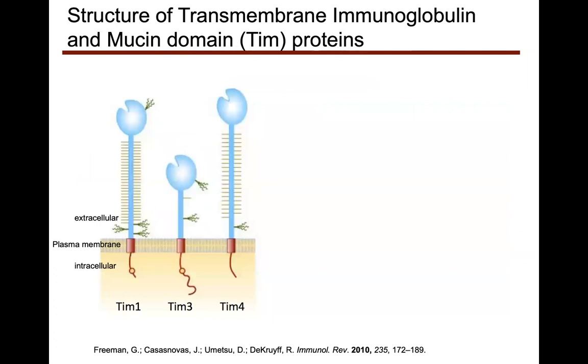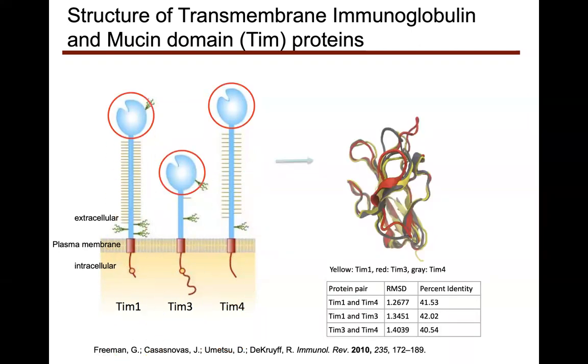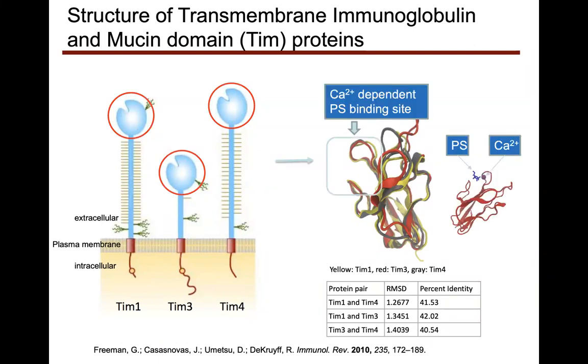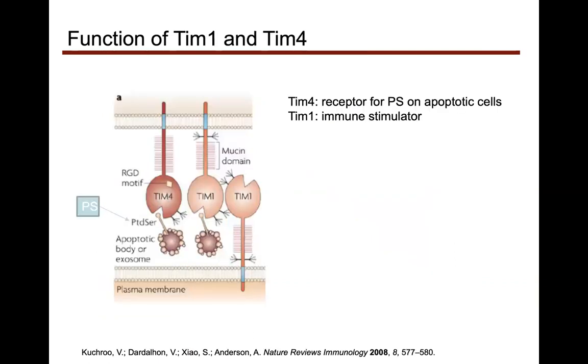If I look at the TIM family proteins, which are transmembrane, as seen in the structure, T-cell immunoglobulin and mucin, it has a long mucin domain. The TIM protein is shown in the cartoon here. The three family members, TIM1, 3, and 4, are shown. And if we focus on the binding domain, they all have a single calcium-dependent PS binding site on the surface, as shown in this overlap of the structures of the binding domain.